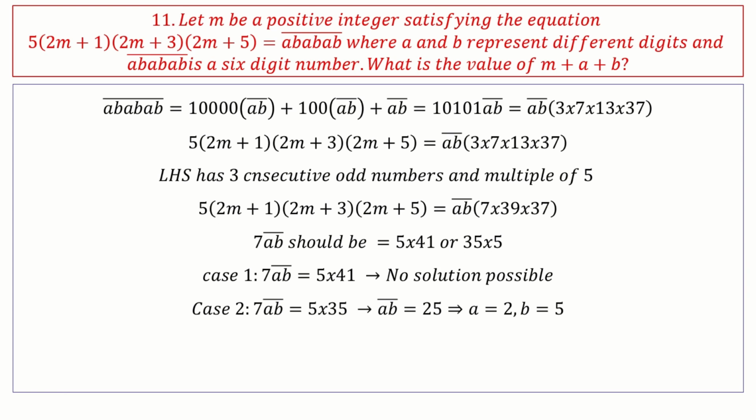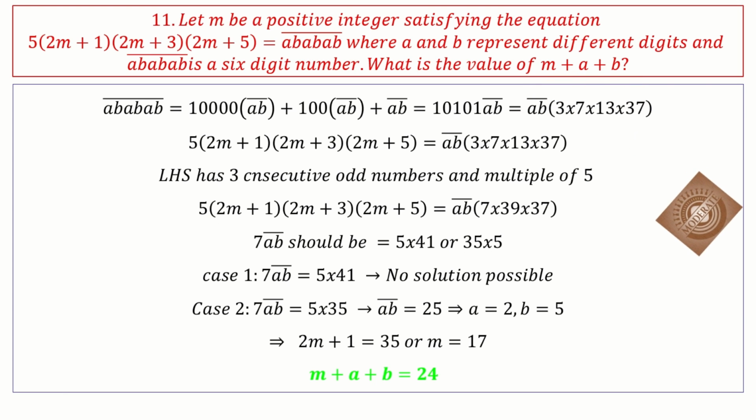Now if you take AB as 25 and substitute into the main equation, you will get 2m plus 1 equal to 35, or m is equal to 17. So m plus A plus B is nothing but 24. Little lengthy, but I think easy to solve, right? Moderate, I would say. Next.